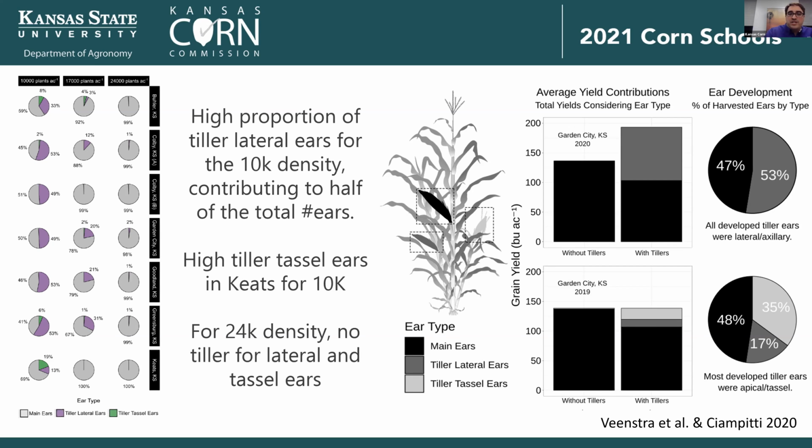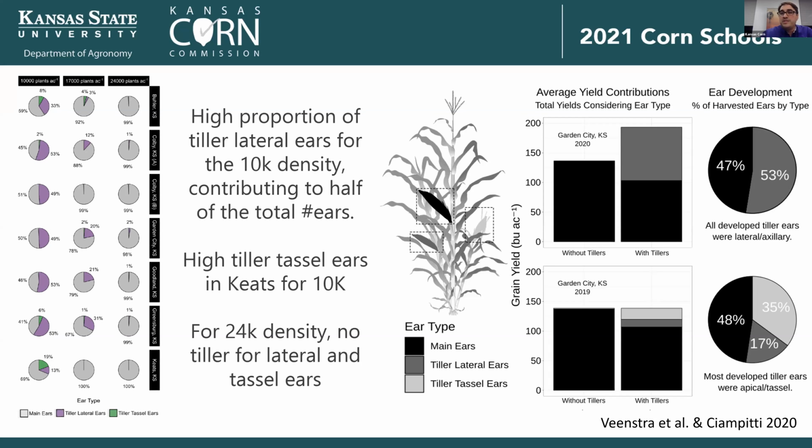When you look at other locations like Keats, the green color on the pie chart in this graph is showing that those are apical ears. Those apical ears usually are not productive. When you go to 24,000 plants per acre on seed density, you will see that there is almost no contribution of tillers and no contribution of any lateral or apical ears. So again, one of the key factors on tillering is for tillering to be productive and for those tillers to contribute to yield, the lateral ears are the key factors.